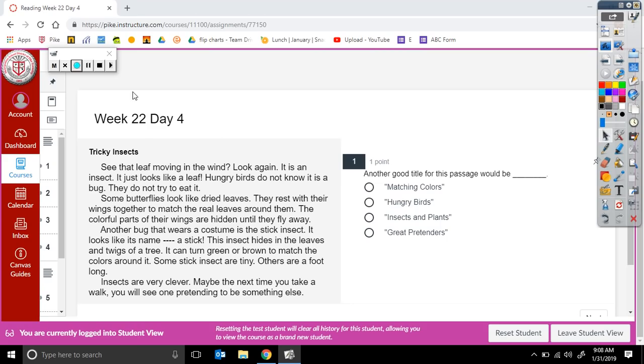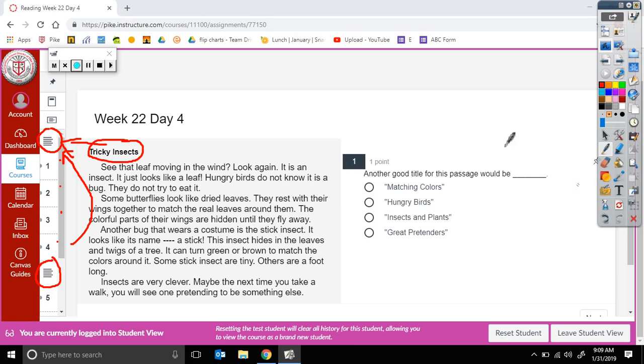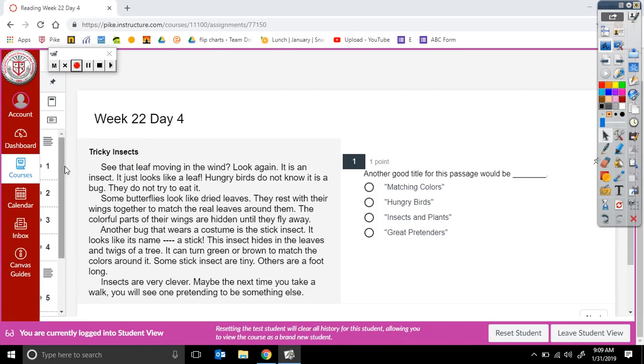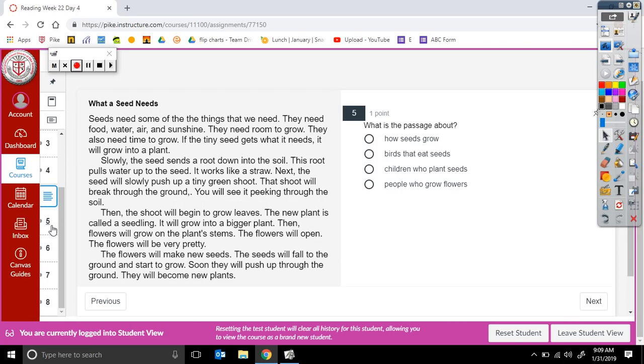So I read this question, and I look over here and I'm like, instead of 4 questions, there are 8. And hopefully you notice there's these little lines right here and right here. That means that these questions, 1, 2, 3, 4, go with this same passage, Tricky Insects. The next set of lines means that it is a brand new set of questions. And this passage will go with questions 5, 6, 7, and 8.